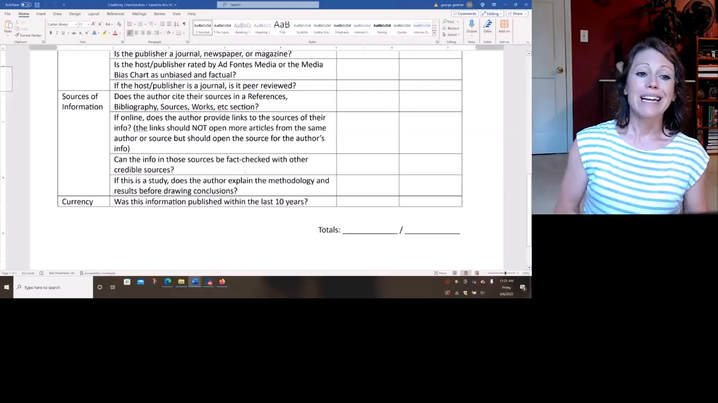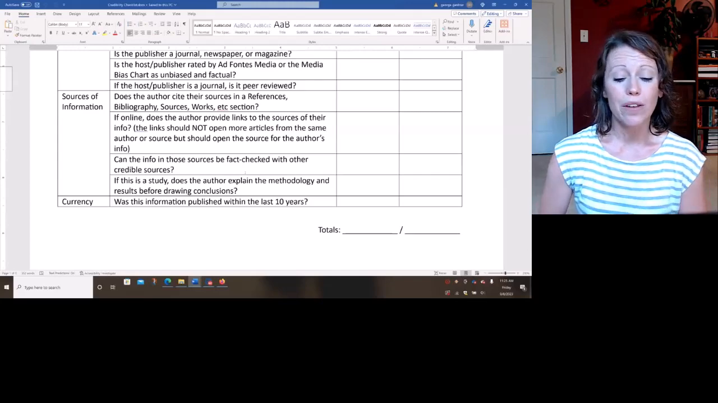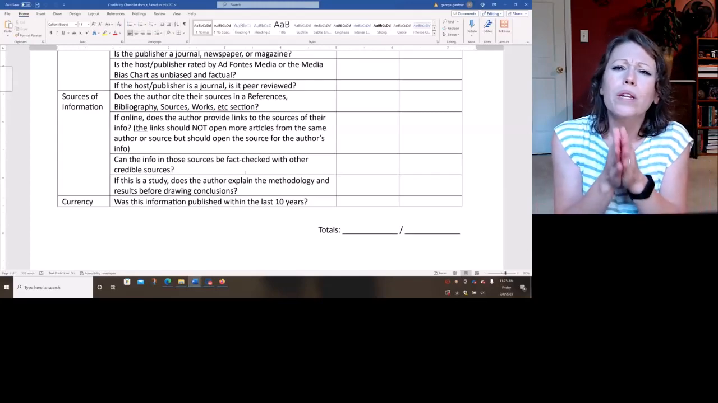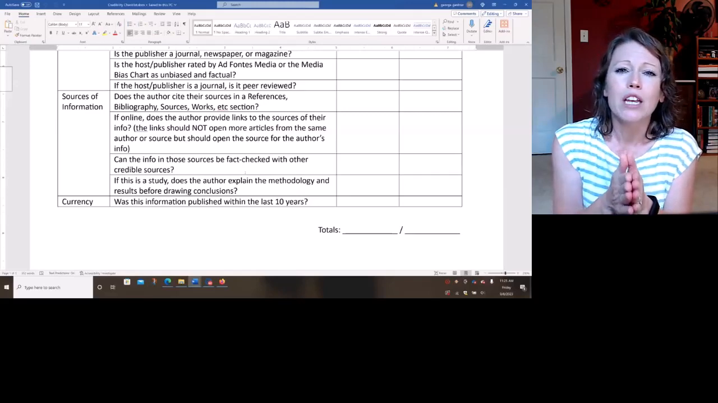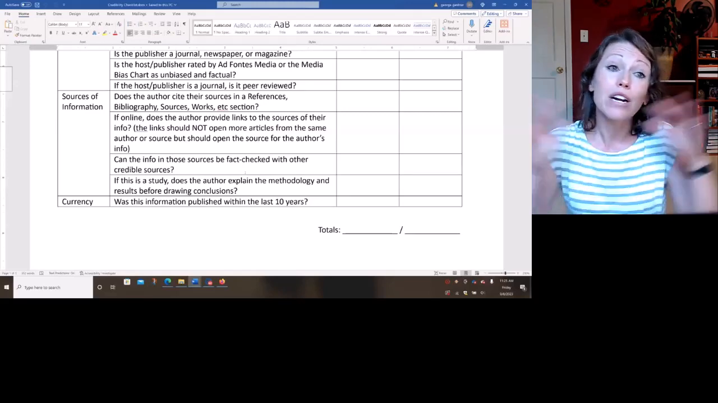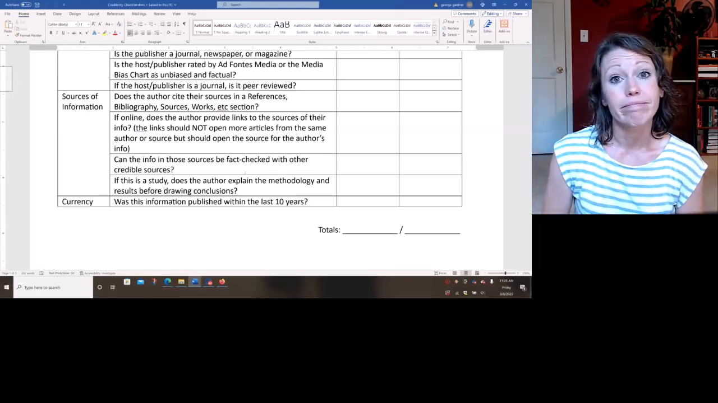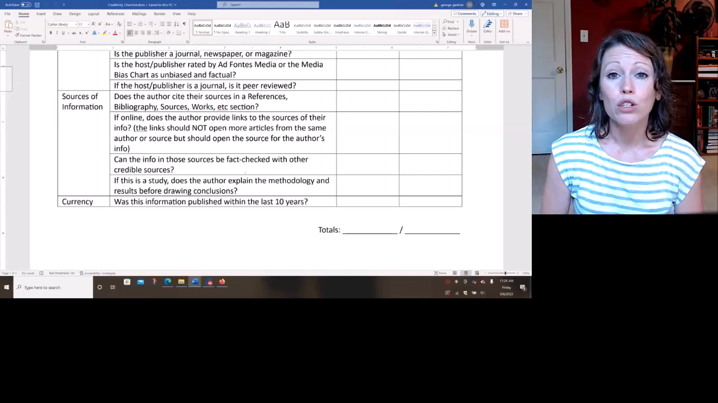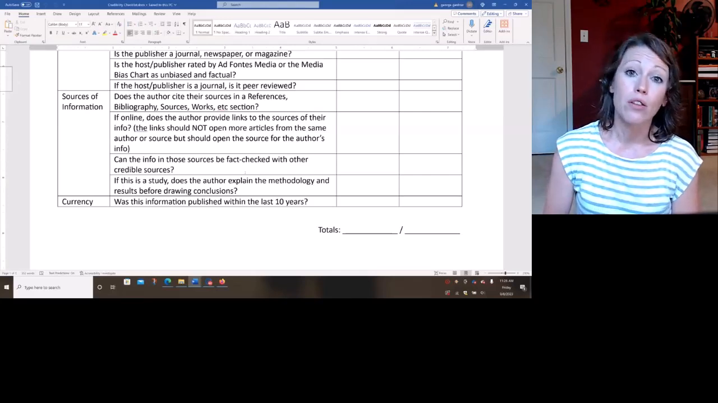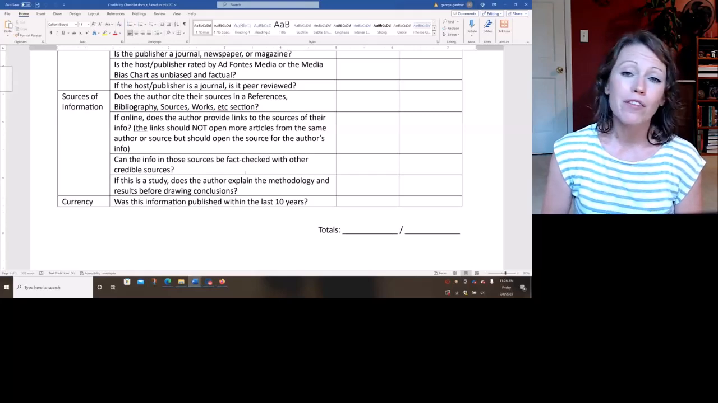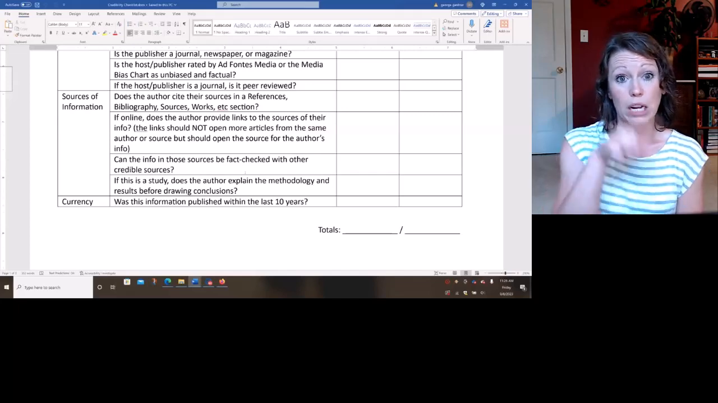Can the information in this source that you are looking at be fact-checked with other credible sources? So if this is the only website, the only article, the only published whatever that is making this particular claim, and you can't verify that anywhere else, that is suspect information. Okay? Your source should be able to be fact-checked using other websites, other articles, other authors. If it cannot be fact-checked, it is suspect, and you should check no in this checklist.